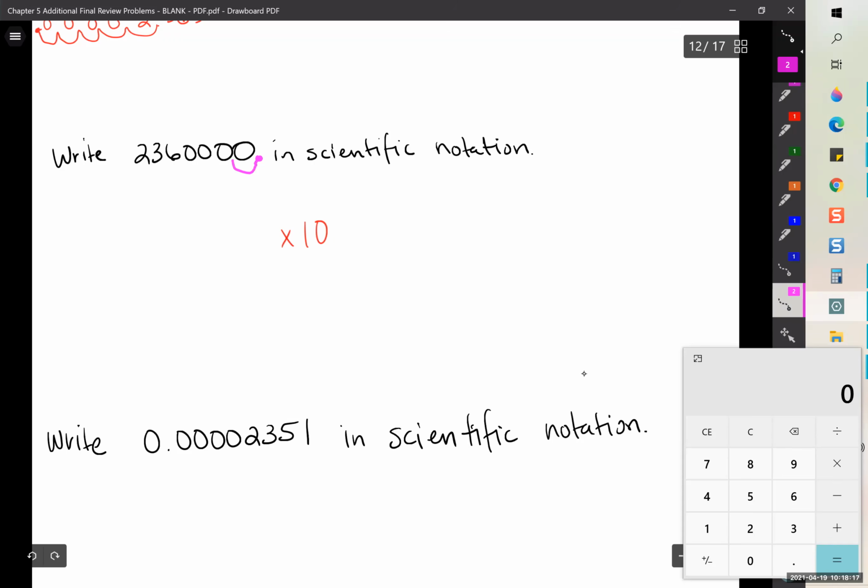So go over 1, 2, 3, 4, 5. At this point, I shouldn't stop at 5 movements because y'all see it's 23. It needs to be between 1 and 10, so we go over 6. And that's 2.36 times 10 to the 6 because I moved over 6 times. 3, 4, 5, 6.